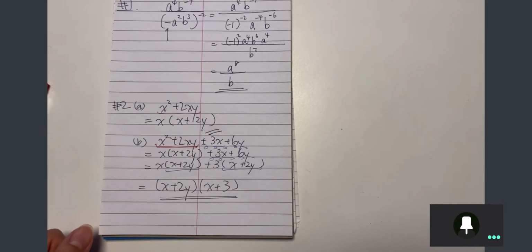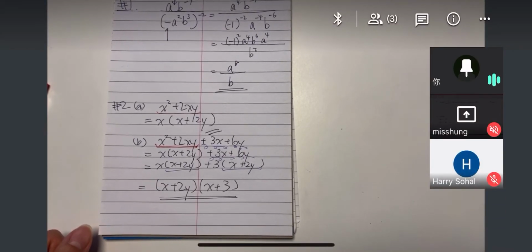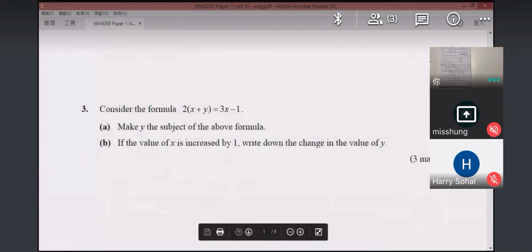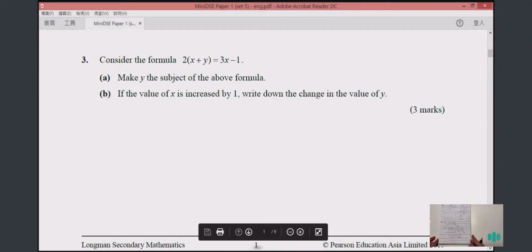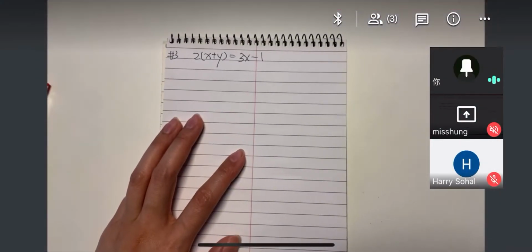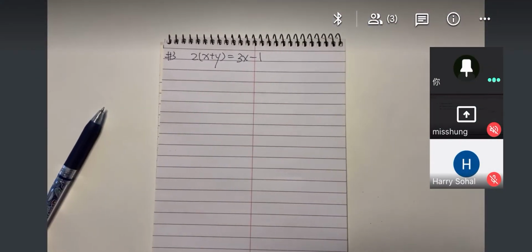Okay? Let's move to number 3. Number 3 is a question about change of subject. Easy one. So the formula: 2 bracket x plus y equals 3x minus 1. And then the subject change to y.